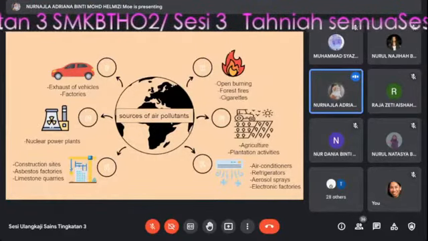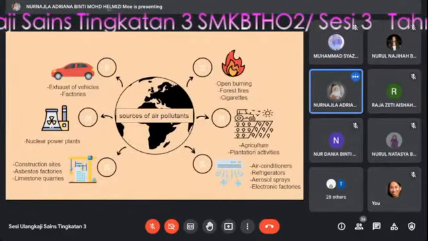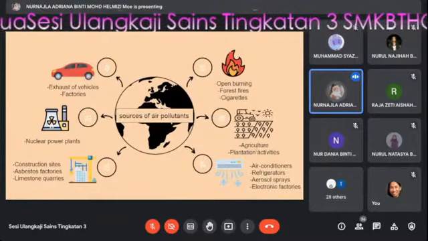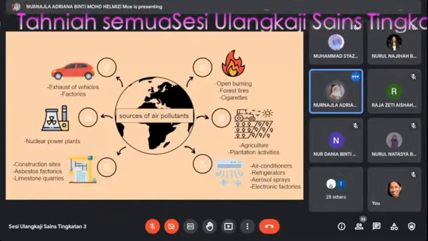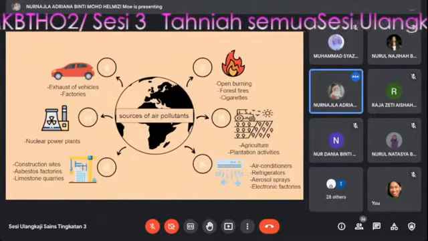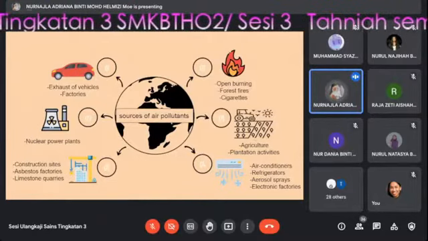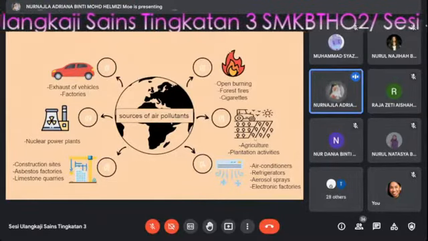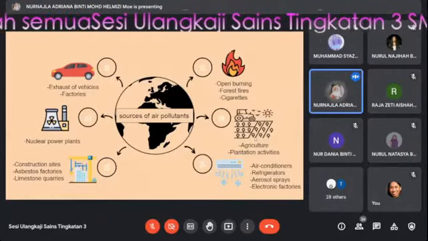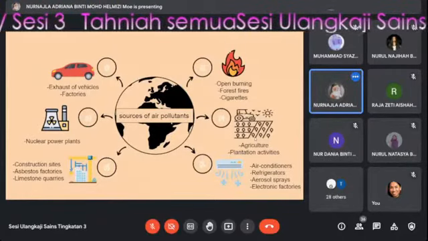Nombor 4, agriculture, plantation activities. This one, industri pertanian. Aktiviti pertanian dan perladangan. Bahan pencemar dia macam contohnya bahan semburan pesticide dengan baja kimia.